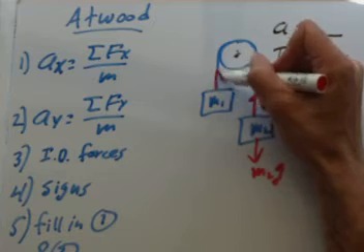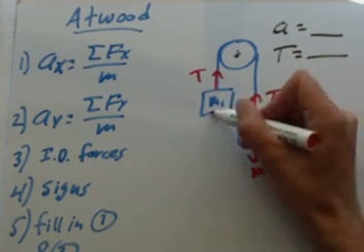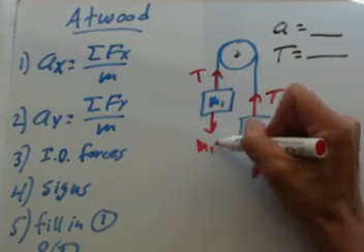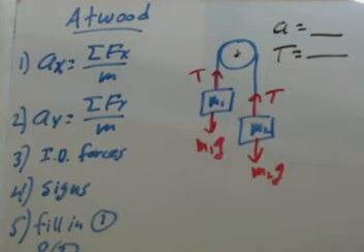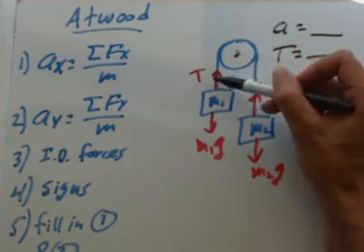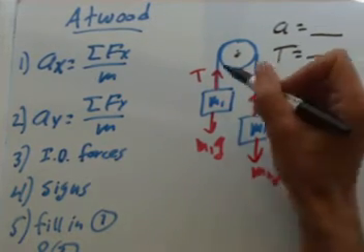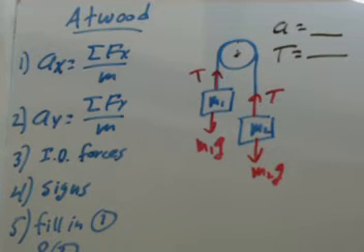On M1 over here, there's definitely going to be a T pulling up on it like that. Again, tension pulling away from this point of contact, and there's definitely going to be an M1G, M1's weight, pulling down on it. So I have identified all the forces on all objects in the problem, noting that this is the same light massless rope going over the pulley, so we'll have the same tension on both sides. I will not label this T1 and T2 because the tensions are the same. There's no reason to use two different variables when they're the same, and it cuts our work down some.